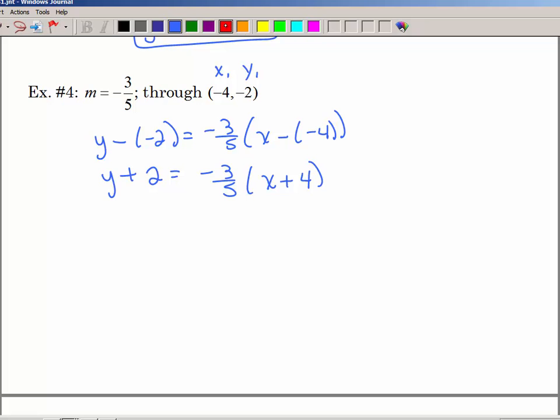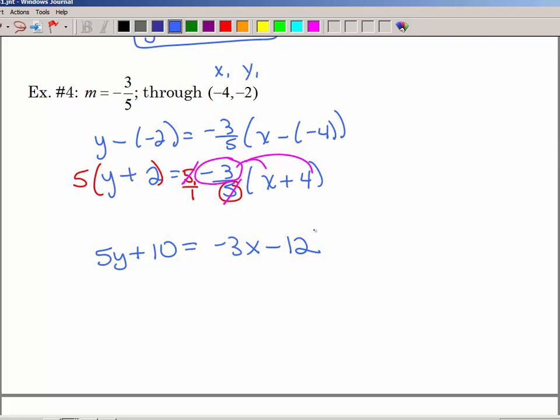And I'm going to do that by multiplying by the denominator of 5. So I'm going to multiply by 5 on that side, which means I have to multiply by 5 on this side. Now, even with this method, you have to be a little bit careful. So we're going to distribute the 5. So we have 5y plus 10. But here, those 5's cancel out, and you want to distribute the -3. So one more time, the 5's cancel out, and you want to distribute the -3.